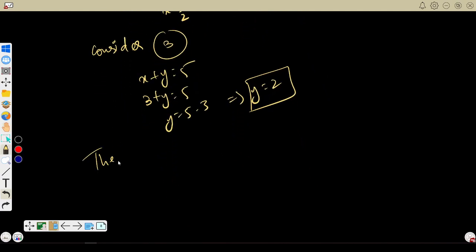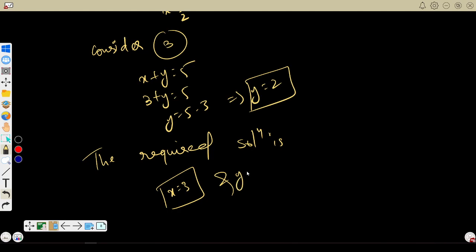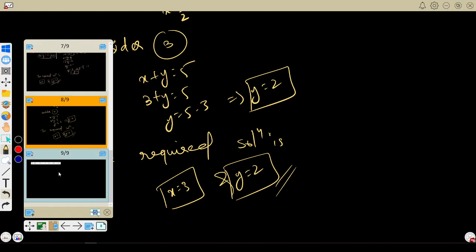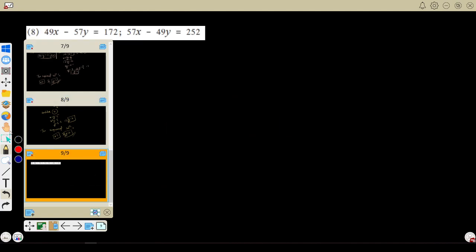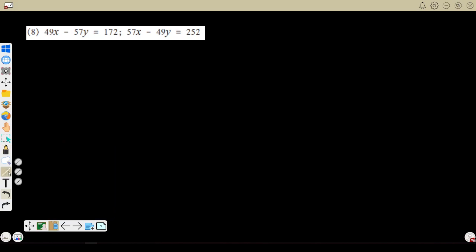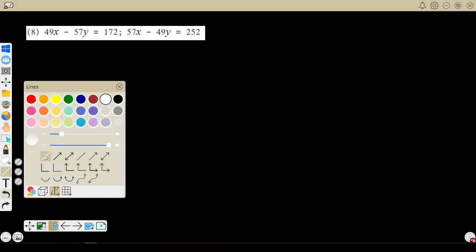The required solution is x is equal to 3 and y is equal to 2. I hope this solution is clear to you. Now we have only one question left. We'll look into the last sum. First, I'll draw a line for separation.